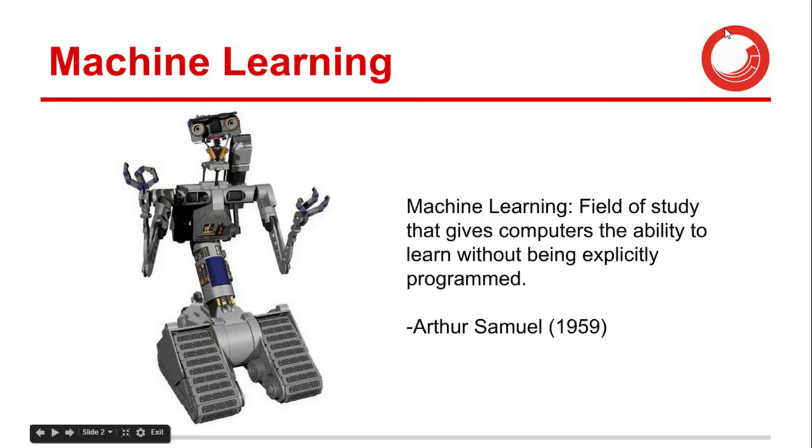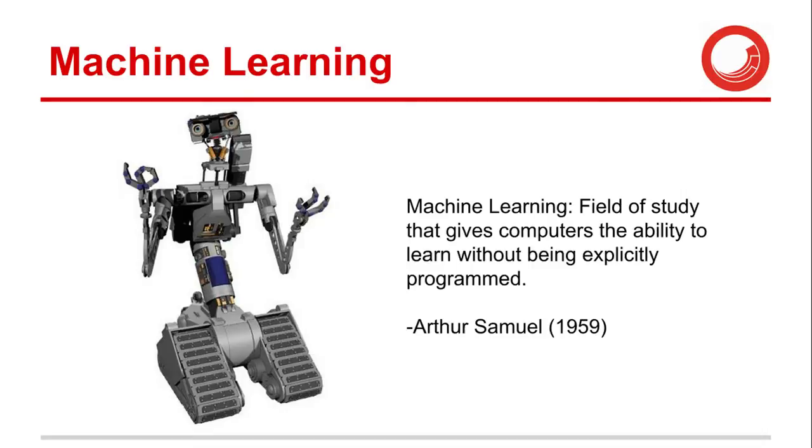Machine learning is a field of study that gives computers the ability to learn without being explicitly programmed. The man who is quoted as saying this is Arthur Samuel, and the year in which he said it was 1959. I didn't even realize it was this old, so it's not new, it's just new to me.